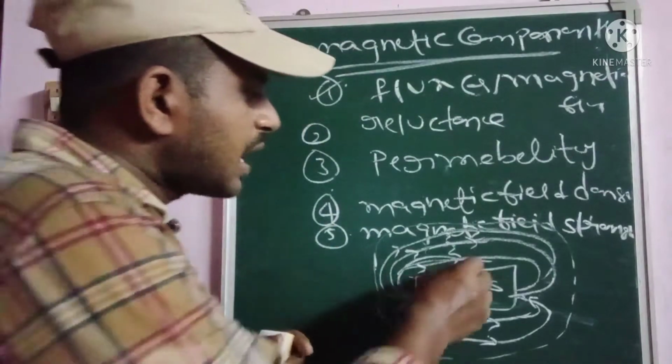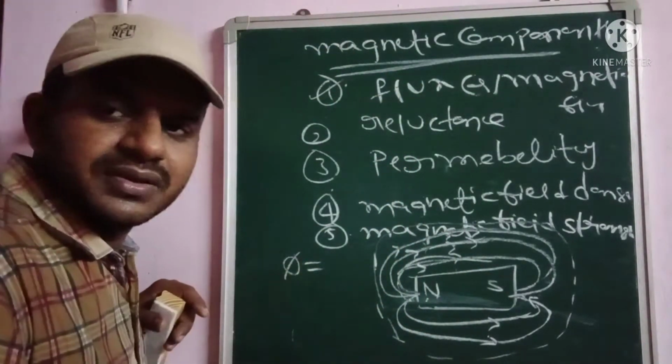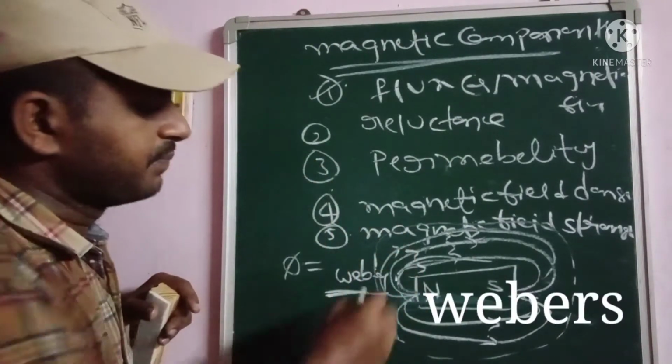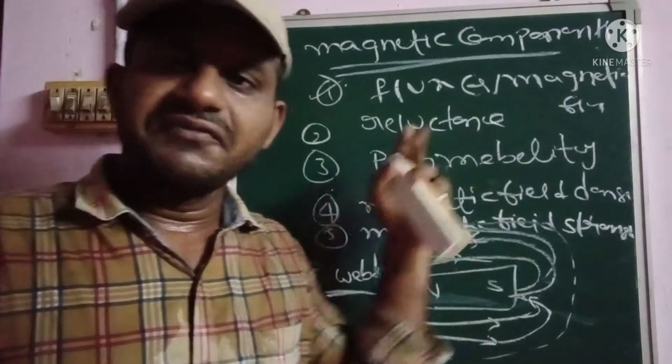The unit of flux is the Weber. So that is the definition of the flux.